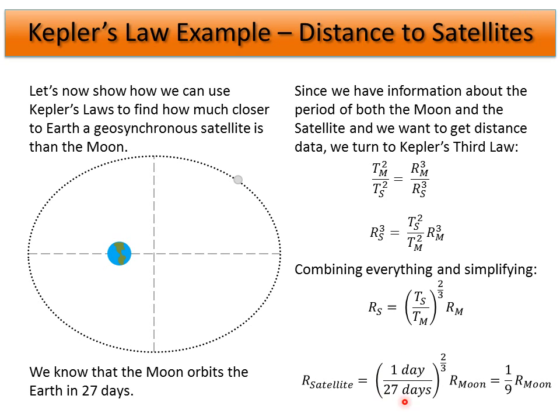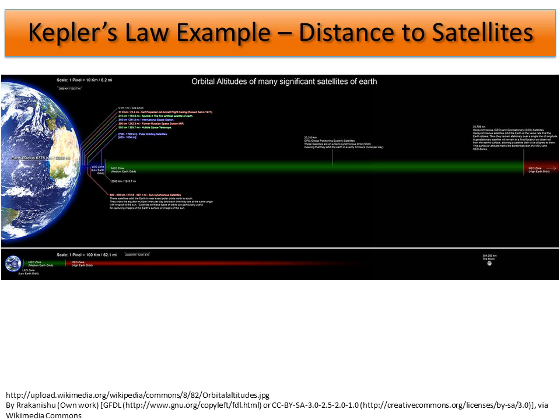I just solve this number: 1 over 27 raised to the 2/3 is 1/9, which just means that if I look at the distance from the center to where the moon is orbiting and the center to where I have to orbit the satellite, the two distances are a ratio of 1 to 9 to each other. So just a very simple application of it, but an interesting consequence. As I said before, we normally don't put satellites at that distance.